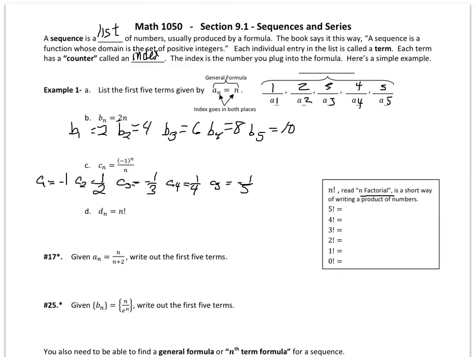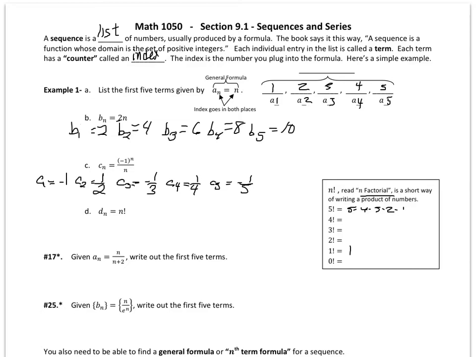So n factorial is just a short way of writing a product of numbers. If I have 5 factorial, for example, that is simply 5 times 4 times 3 times 2 times 1. It just goes down to 1. Obviously it can't go to 0 because then it would always be 0, right? So guess what 4 factorial is? 4 times 3 times 2 times 1. 3 factorial is 3 times 2 times 1. 2 factorial is 2 times 1. 1 factorial is 1.